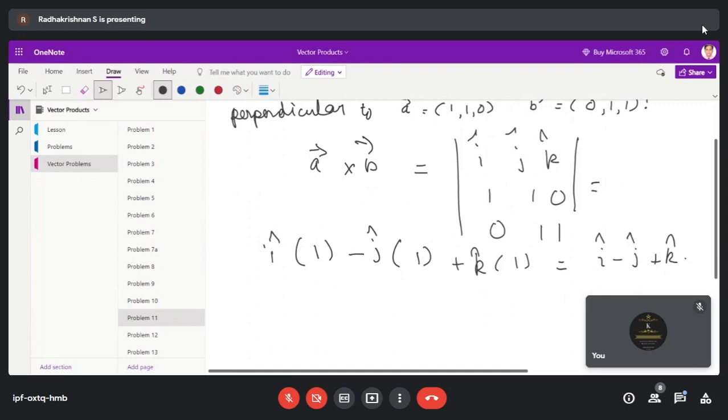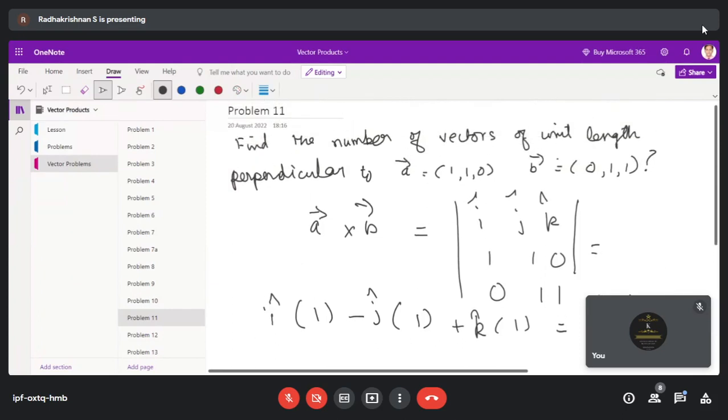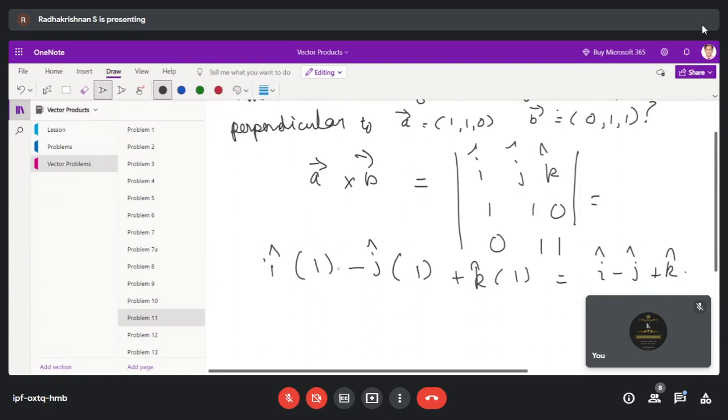Okay, now is 1, minus 1, 1 a unit vector? No, sir. No, right? So what is the magnitude of this? Root 2. Root of 1 plus 1 plus 1. 3, sir. Root 3, sir. So we can put it as plus or minus root 3.